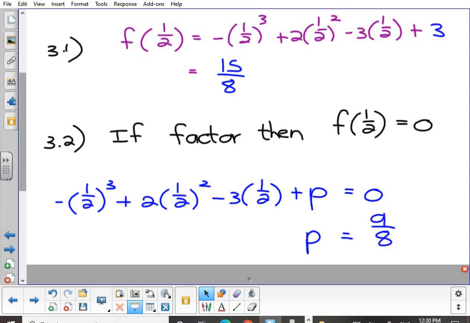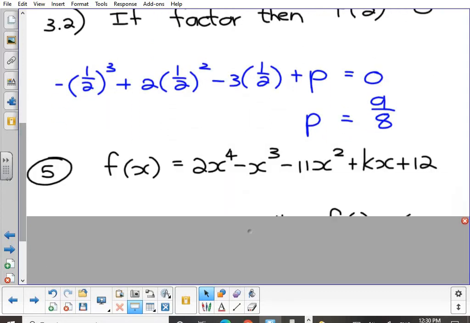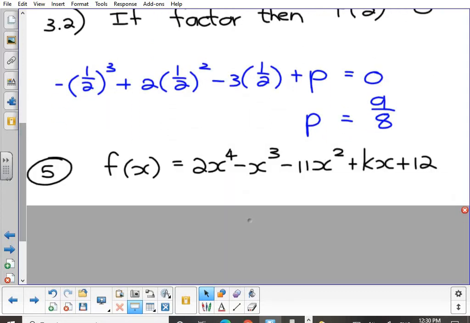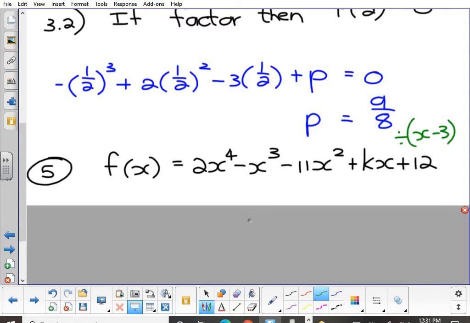Okay. Number 5, pretty similar to that. Number 5 said the following. Number 5 gave you that. It said, and there's the k that I was speaking of, if f(x) is equal to that, determine the value of k if the remainder is 60, if divided by x minus 3. So what I'm going to do, I'm going to divide by x minus 3. What do I know is going to happen? The remainder will be 60.